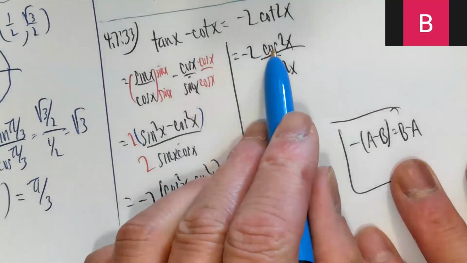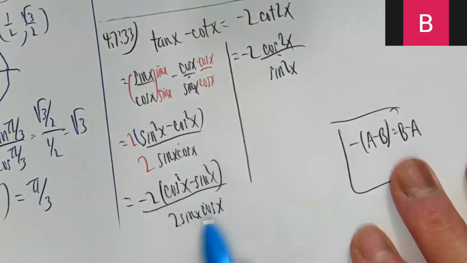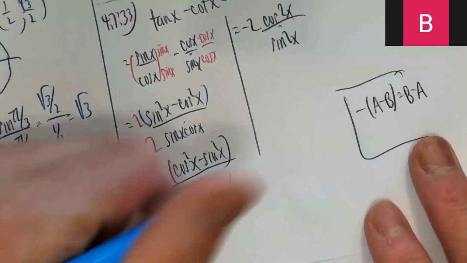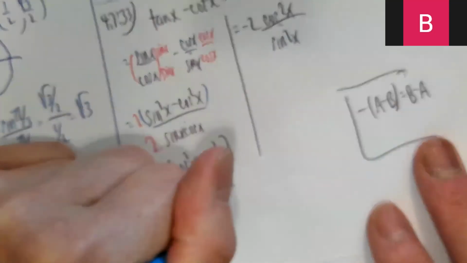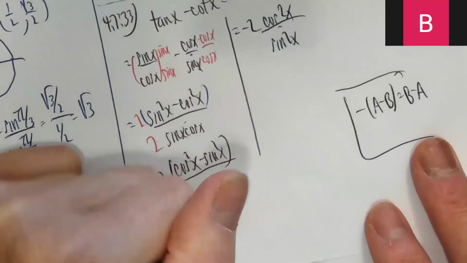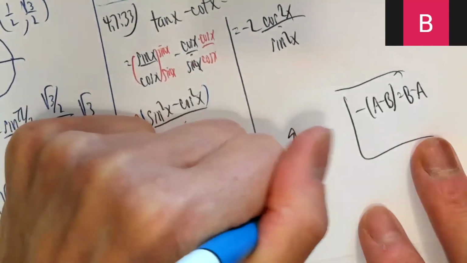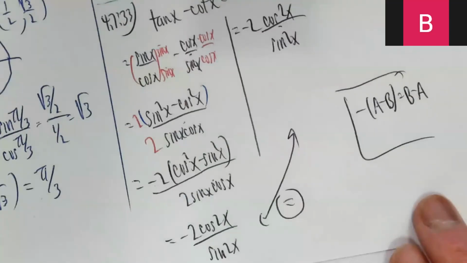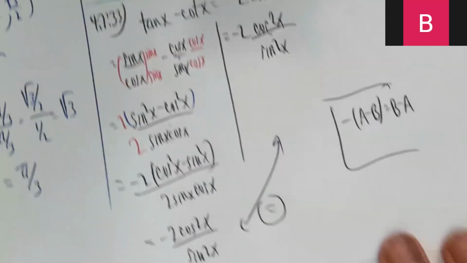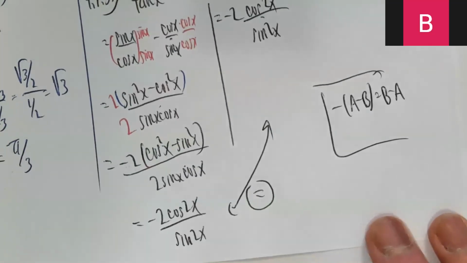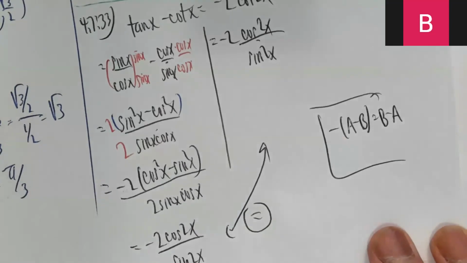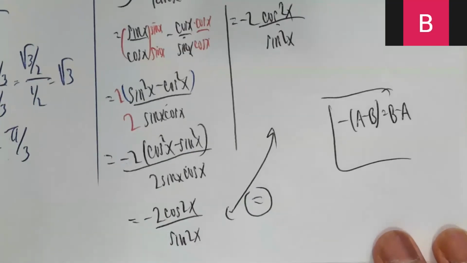Okay, what do I do that for? Because I now recognize this is the formula for cosine of 2x. This is the formula for sine of 2x, and I'm done. So -2 cosine 2x over sine 2x. And there we are, they're equal to each other. Okay, so it's kind of a weird way around it, but it does work.